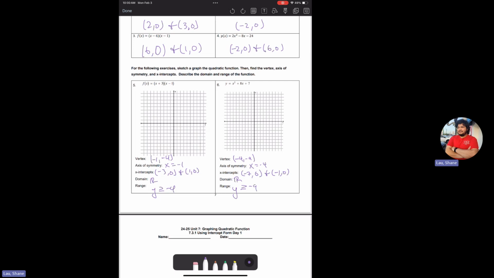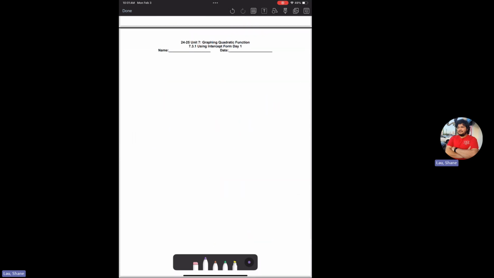So if I had to graph these to my actual problem here, 1, 2, 3, 4 zeros. So my graph would look something like that one for problem 5. And then for problem 6, my graph would look something like this one. So 1, 0, and then 7. My last one should look something like that. Again, I would just try this on my own first and then check your answers from there.